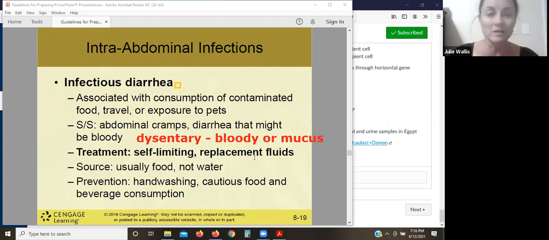Treatment is self-limiting, really replacement of fluids. So it's basically just making sure that you don't have any organ failure from severe dehydration while the infection clears up. It says usually food, not water. I don't know why it says that, because it makes a big deal about Giardia lamblia being in contaminated water and not food. Some of the things in these PowerPoints from your textbook, I don't know. Prevention: hand washing, cautious food and beverage consumption.